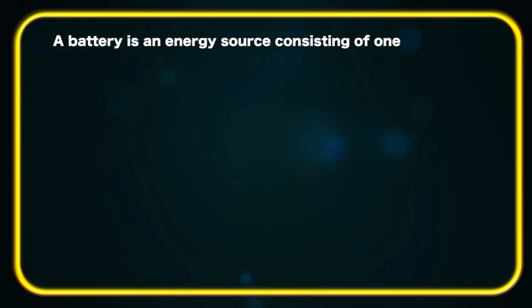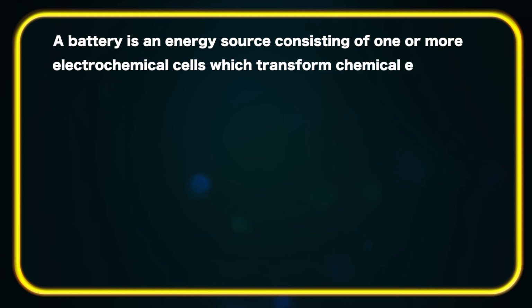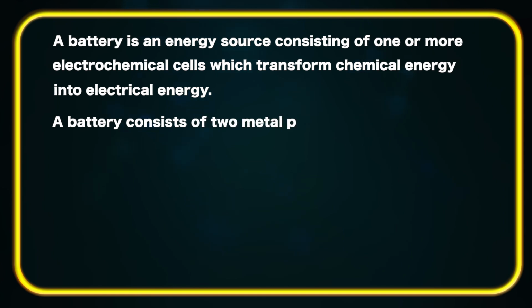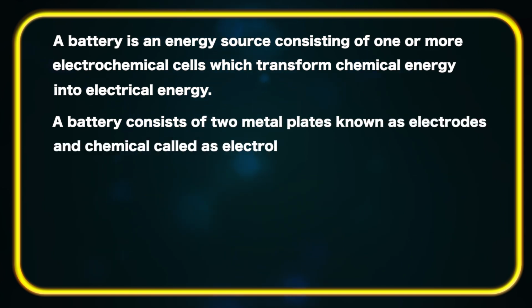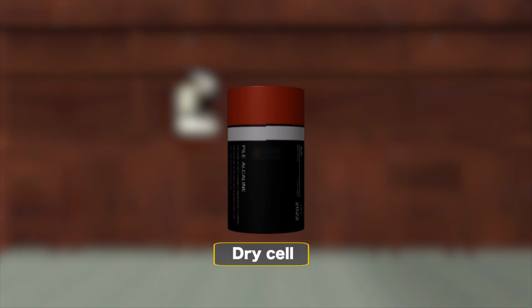A battery is an energy source consisting of one or more electrochemical cells which transform chemical energy into electrical energy. A battery consists of two metal plates known as electrodes and a chemical called an electrolyte. For example, let us take a dry cell which we generally use at home.